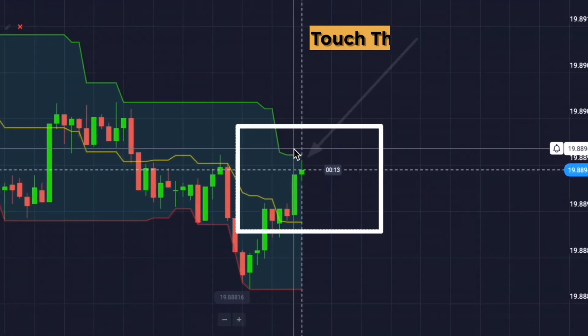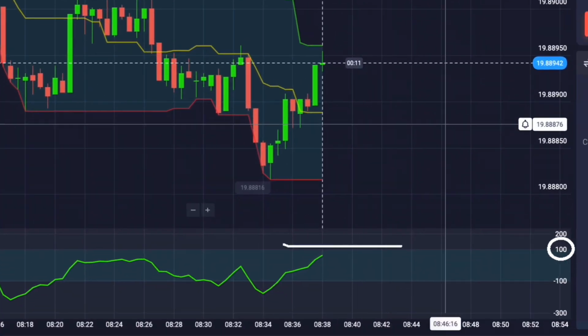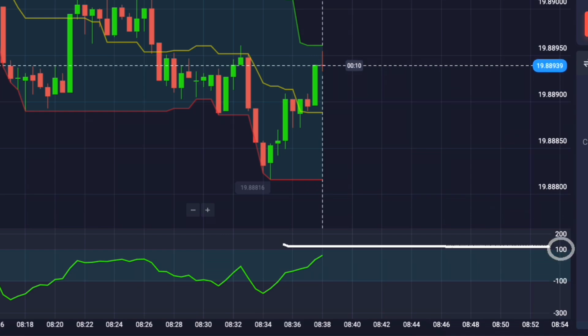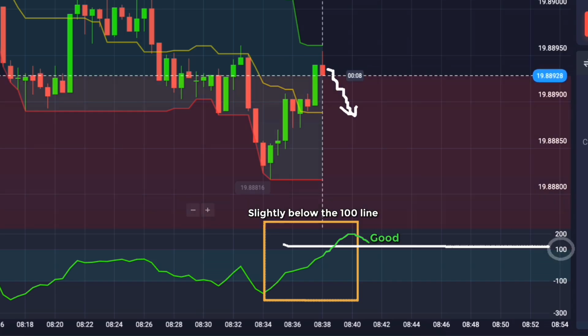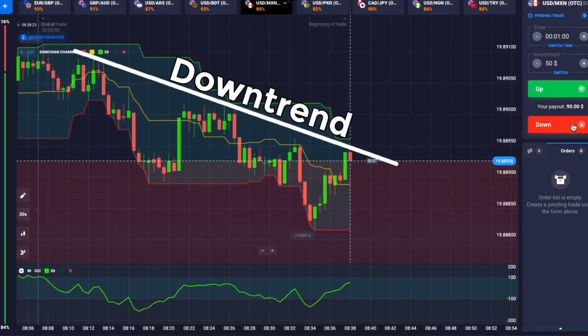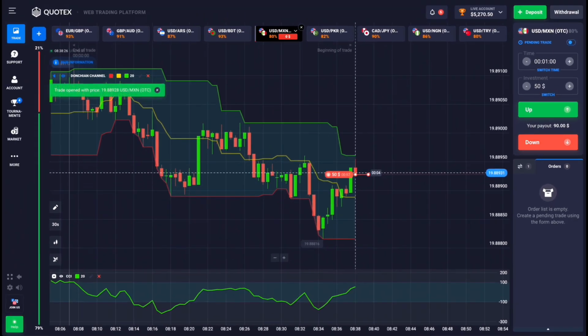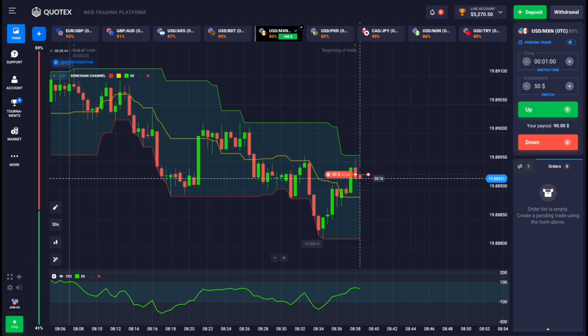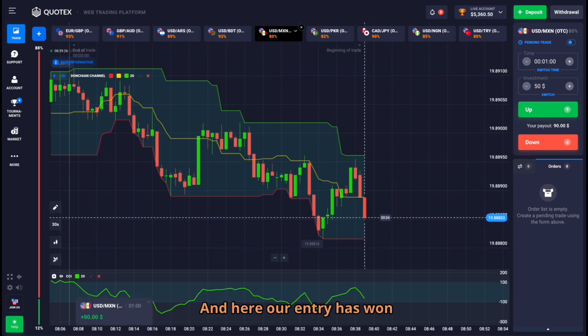When the market touches the upper line of the Donchian channel or comes close to it, and along with that the moving average line of CCI comes on this 100 line, then you can place a trade in the downward direction. Here the CCI line is slightly below the 100 line. If it is 100 or above then it is considered better. But here the market is moving in a downtrend, so the chances of going down are high. And here our entry has won.